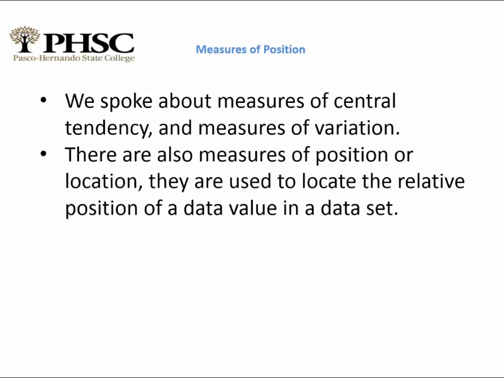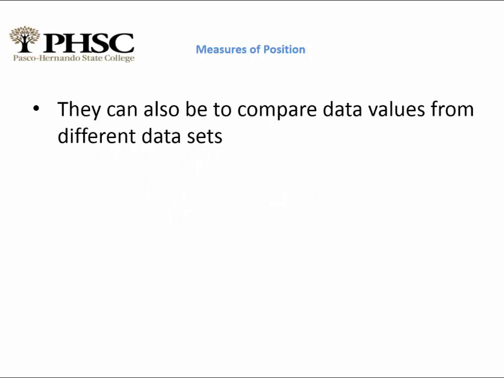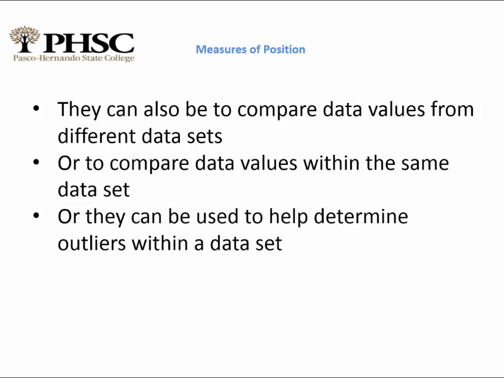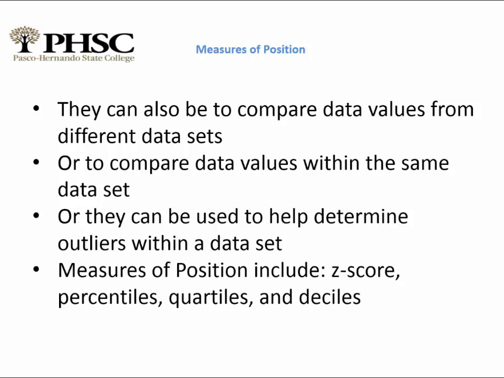Previously we spoke about the measures of central tendency and variation. There are also measures of precision or location. Like I said before, they're used to locate the relative precision of a data value within a data set. They can also be used to compare data values from different data sets, or to compare data values within the same data set. Or they can be used to determine outliers within the data set. We're going to be talking about outliers a little bit more towards the end of this lecture. So again, we're going to be talking about z-scores, percentiles, quartiles, and deciles.